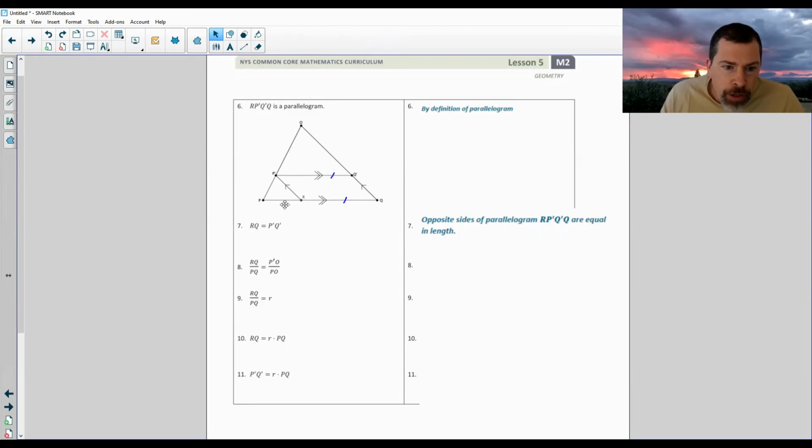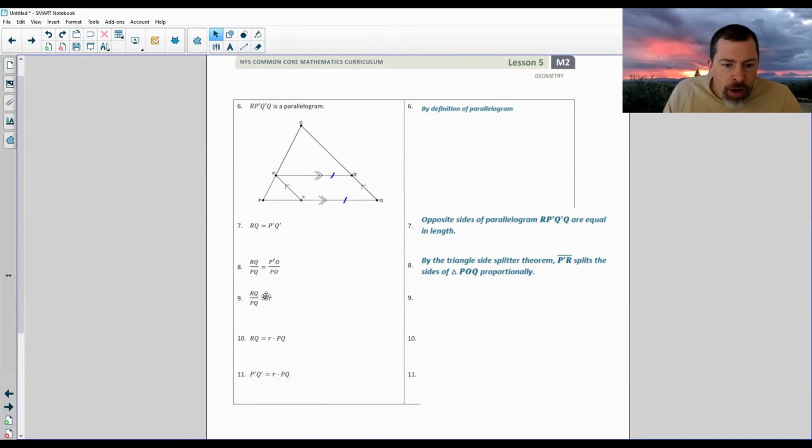Okay. Then we go to RQ. Where's RQ? RQ is this side here, is to PQ. So this small piece to the whole side is proportional to P prime O, PO. So this short side to the whole side. Reason? And that's by the triangle side splitter theorem. P prime R splits the sides of triangle POQ proportionally.